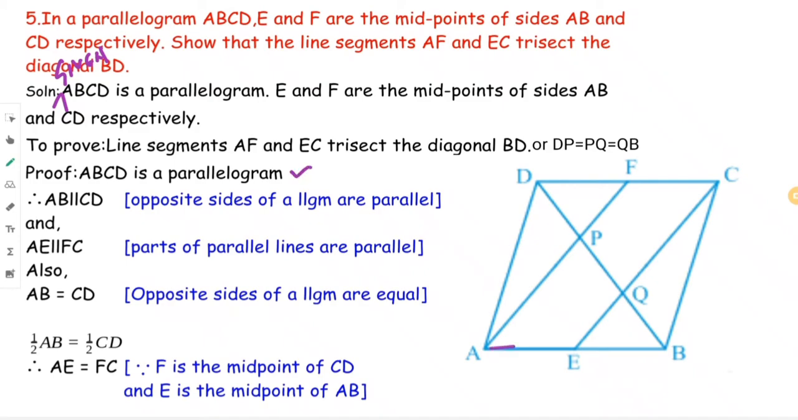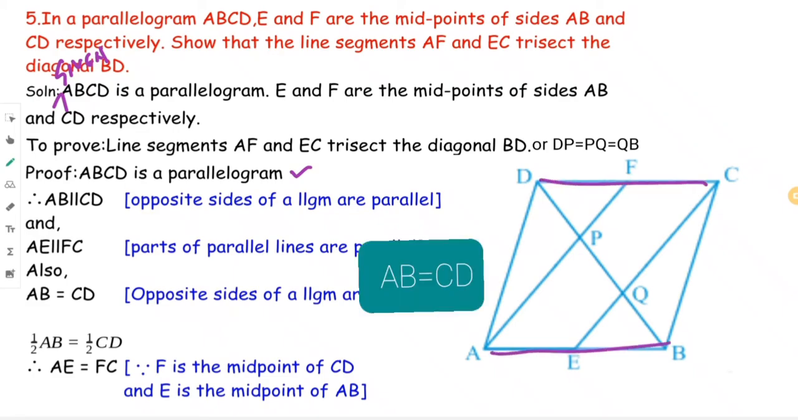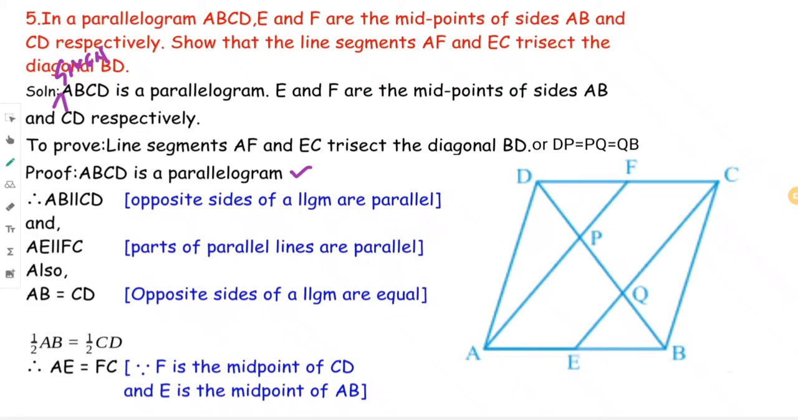Then can I say the opposite side AB is parallel to the opposite side CD? We can say. Now since these two opposite sides are parallel, we can also say that AE should be parallel to FC. Parts of parallel lines are always parallel. Once we have written that, we can also say that the opposite sides are equal. That means AB equals CD, can I say? Alright, we can say.